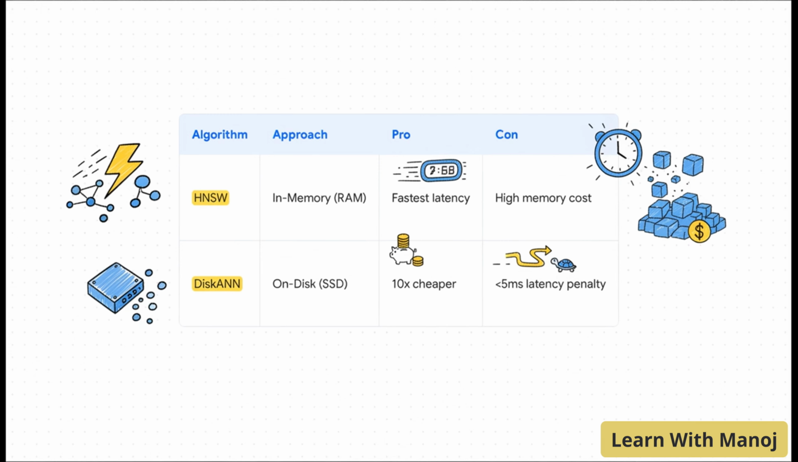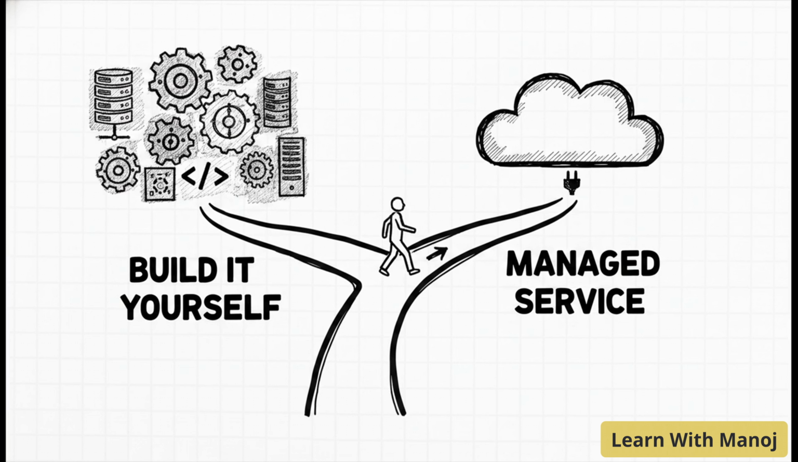It stores data on much cheaper solid-state drives. If you're building, say, an archival search tool where cost is the most important thing, disk-AN is the smarter fit. It's about 10 times cheaper when you get to a massive scale, and you only pay this tiny, almost unnoticeable penalty in search speed.